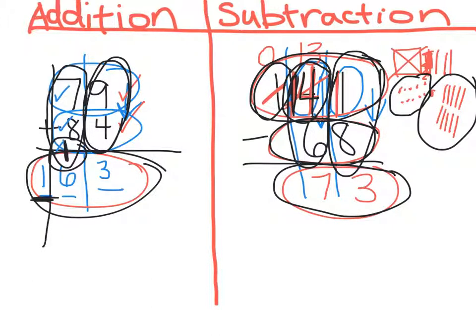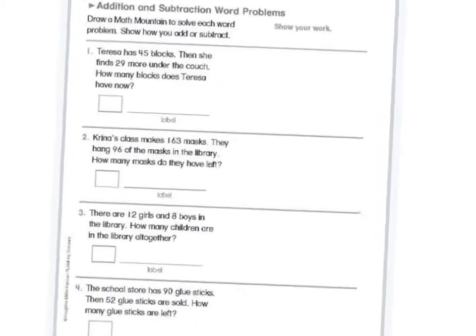Now open up your SAB and turn to page 189. On page 189, you're going to be working with your addition and subtraction strategies to answer the word problems on these pages. The first thing I want you to make sure you do when you're solving the word problems is to underline any important information. So let's do number 1 together.